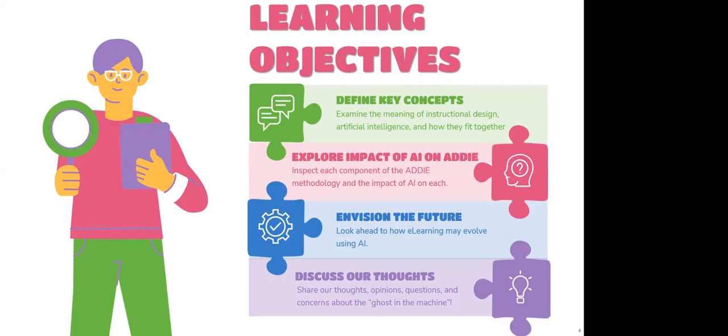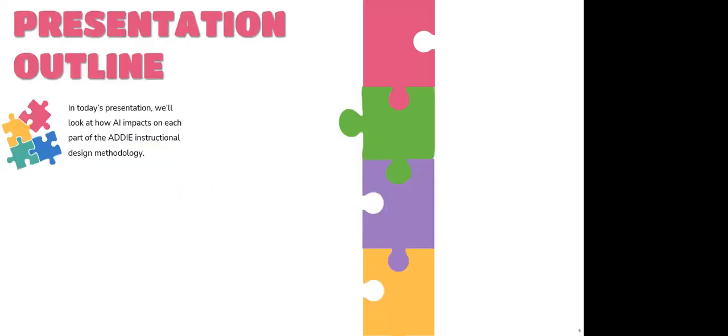We're then going to explore the impact of artificial intelligence on instructional design by looking at the ADDIE model. We'll explain what the ADDIE model is if anyone isn't familiar with that. We'll then look briefly to the future. We'll take out our crystal ball and have a quick look at what AI might look like in the future, and then we'll finish up with a quick discussion of our thoughts.